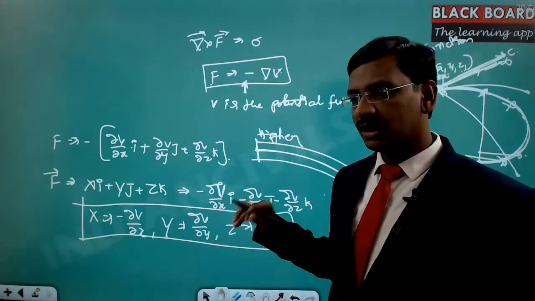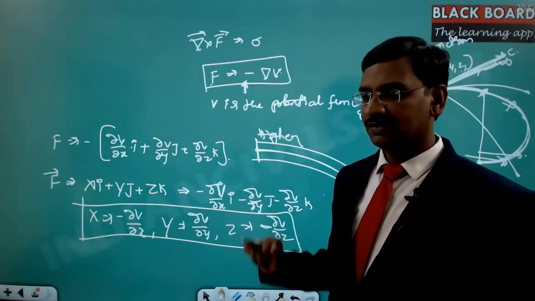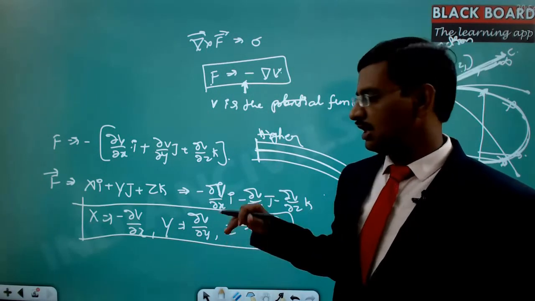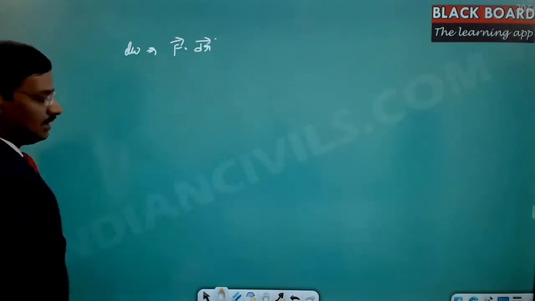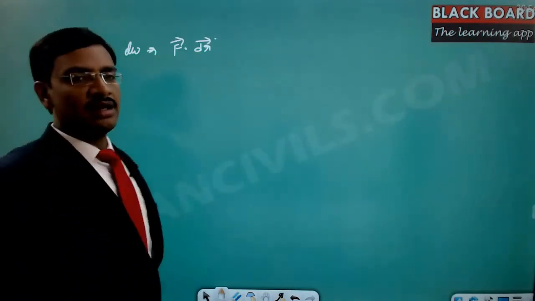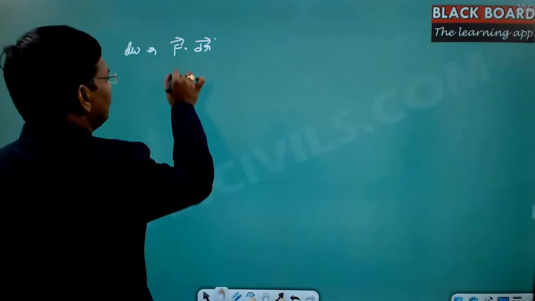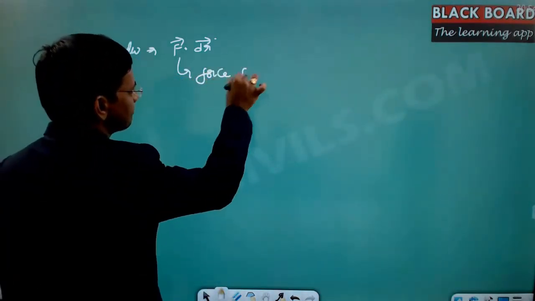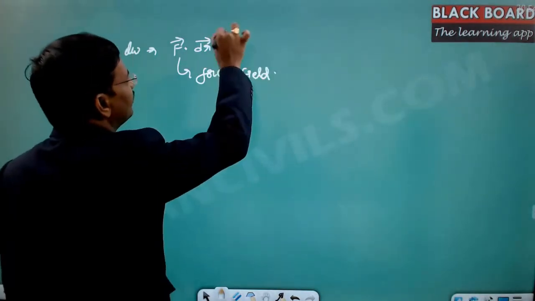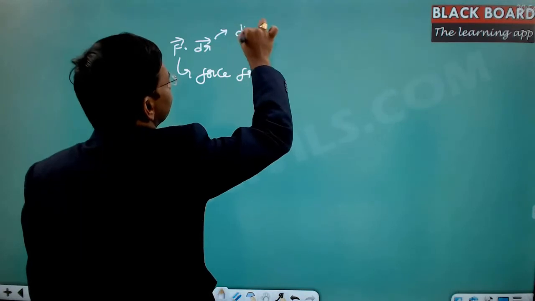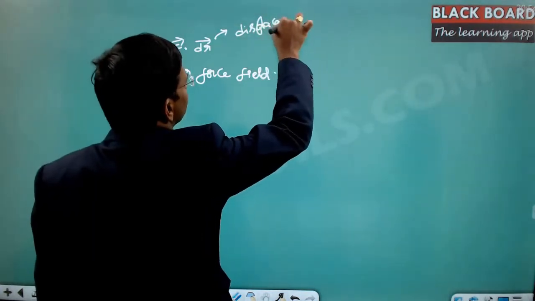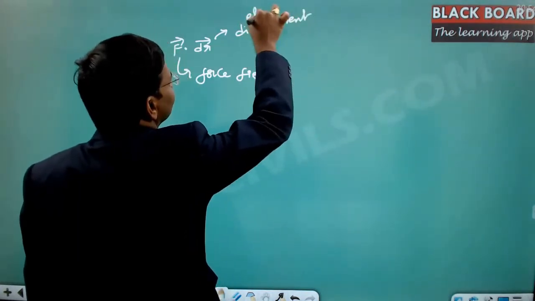Now, whatever work we do in the presence of a force field, which is a conservative force field, if you want to find out the work, dW is equal to F dot dr. F dot dr is nothing but the work done under any particular force. Here F is the force field and dr is the displacement, or elemental displacement vector.